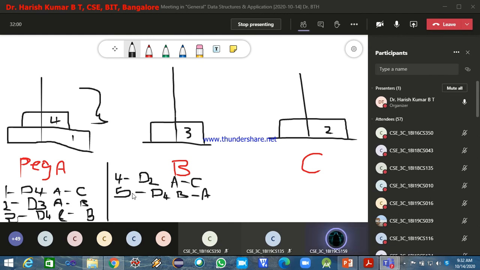What is the next possible move? Sixth move. D3 from B to C. So D3, sixth move. You're moving D3 from B to C. Okay. Three here. Okay. Next.